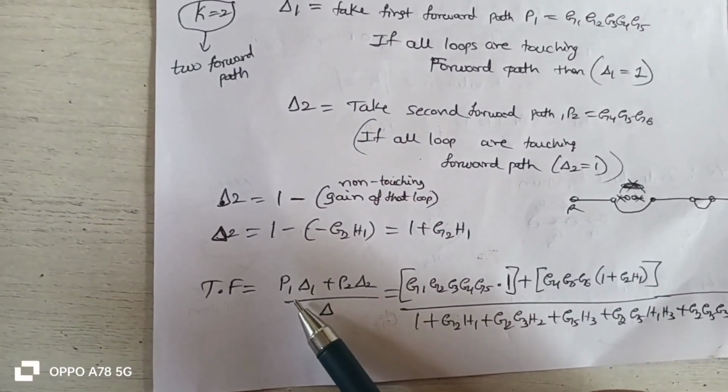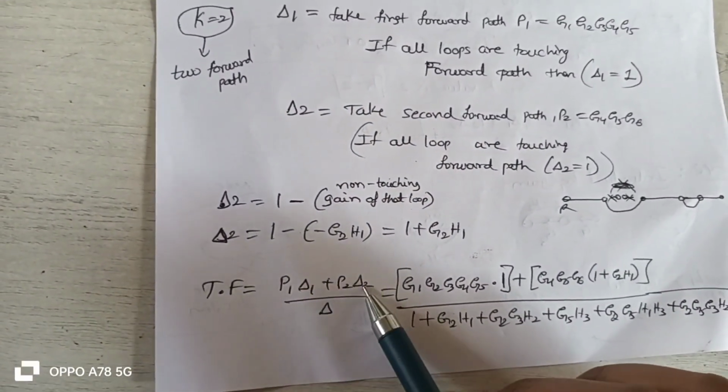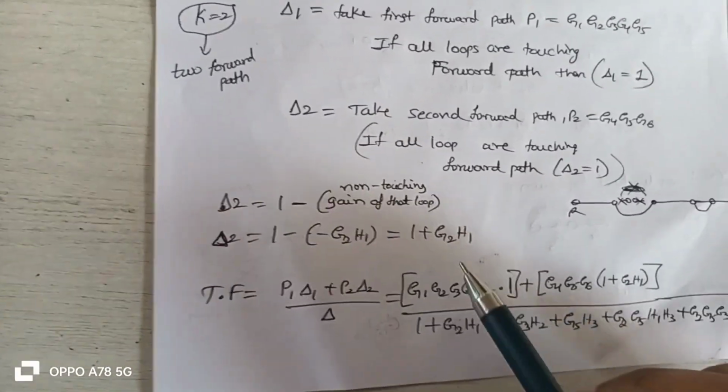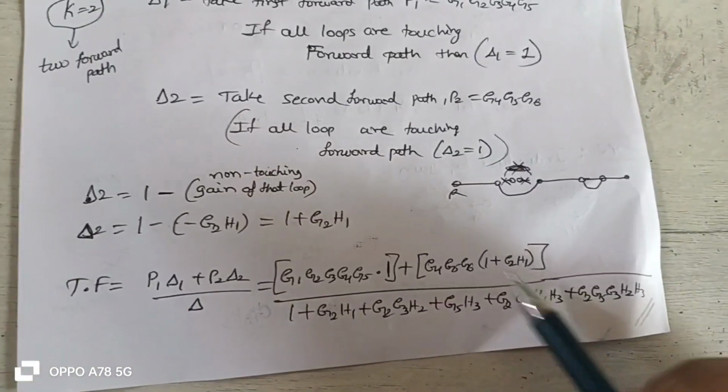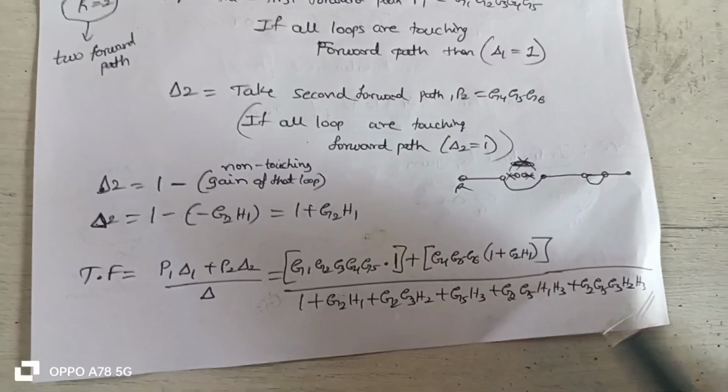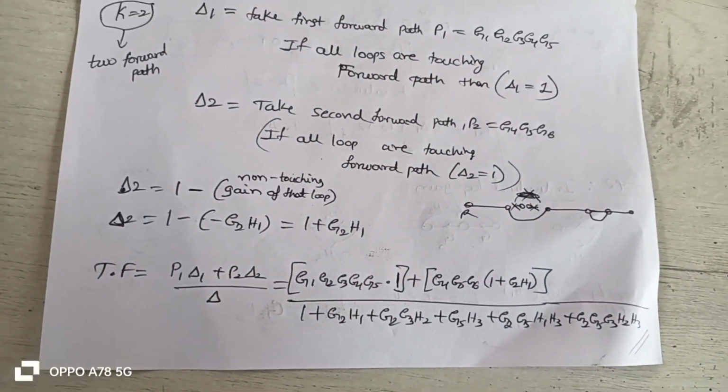Now substitute all of this in our modified equation: P1 delta 1 plus P2 delta 2, divided by delta. Put it here, just add it and simplify, and you'll get the solution. This is the final solution of the Mason's problem.